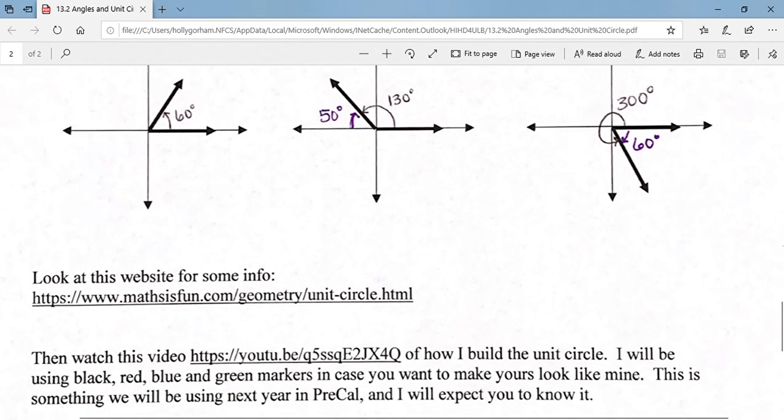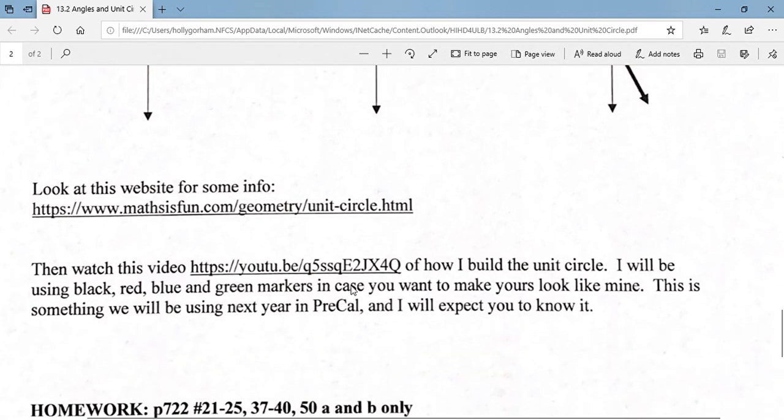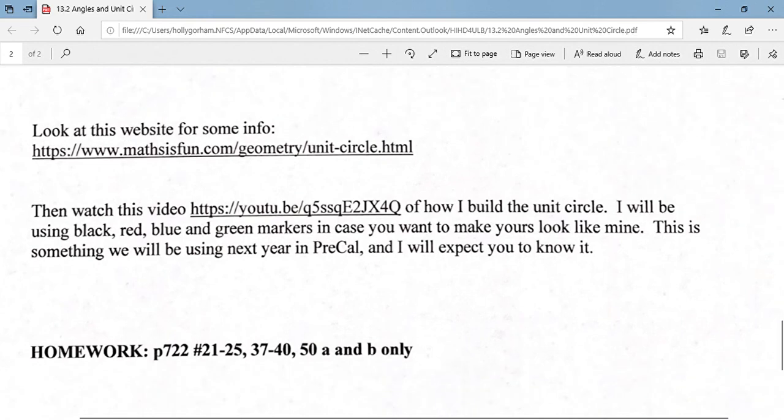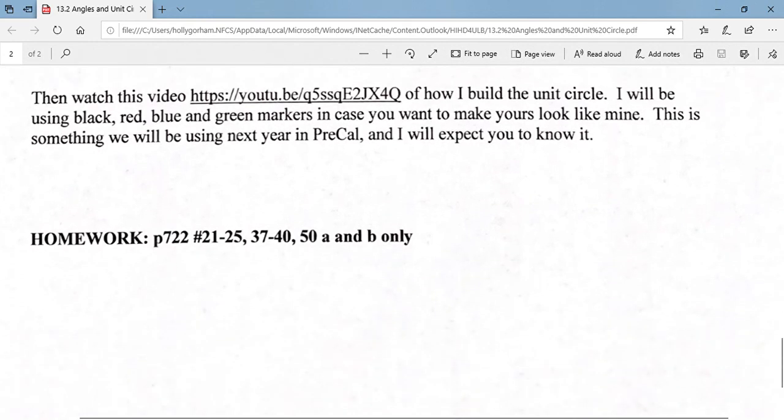If you'll go to this website here, if you go into the notes and click on it, you'll see some information about the unit circle. And then I want you to watch this video. It's listed in the email as well. And this is how we build the unit circle and what we can actually do with the unit circle. So you'll see in the video the different colors that I use. And if we were in the regular classroom, you'd have to memorize this and we'd take a quiz on it. And that's what you'll do in pre-cal next year. So you need to make sure you have a really good copy of it so that you can have that ready for next year. In your homework, you're doing what you see here. Make sure on number 50 you're doing parts A and B only.